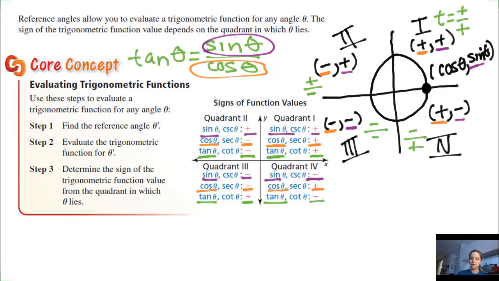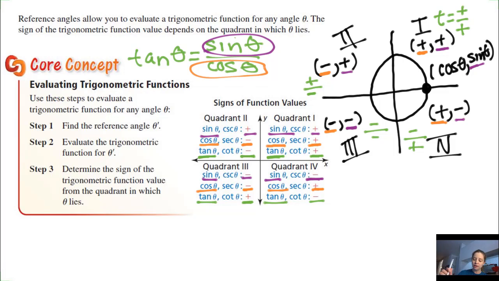Okay. A couple of things. You're going to notice that I never mentioned cosecant, secant, and cotangent. We tend to focus on sine, cosine, and tangent in the unit circle, but whatever sine is, for example, sine of theta, cosecant, its reciprocal, will be the same sign.